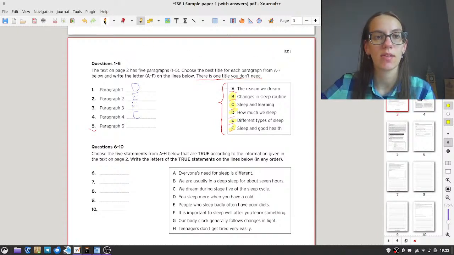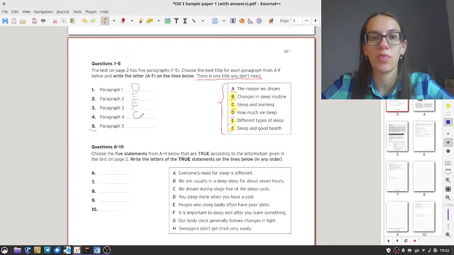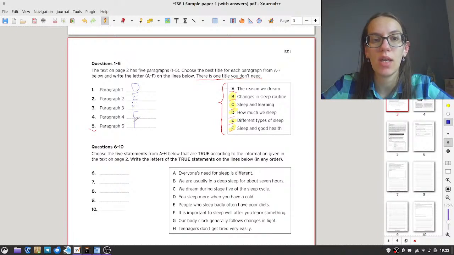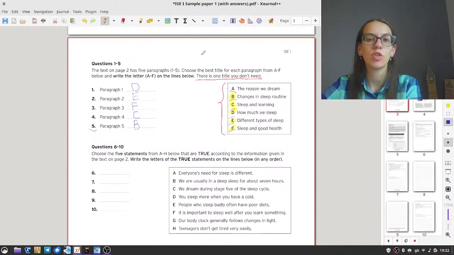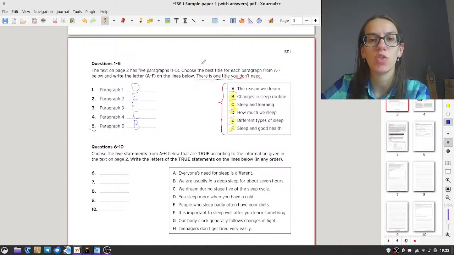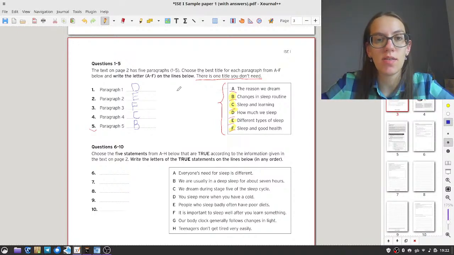And again, let's look at the others. The reason we dream, nothing like that at all. Learning, no. How much we sleep, no, not really. Different types of sleep. We don't really talk about types of sleep. We talk about the changes. Sleep in good health, no. So we've done this task.